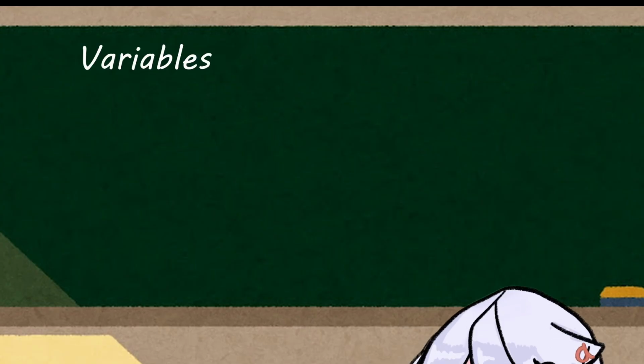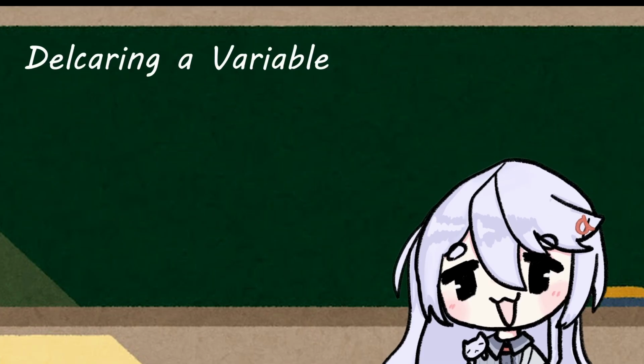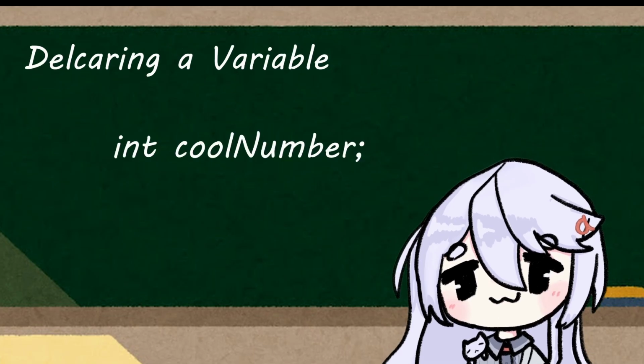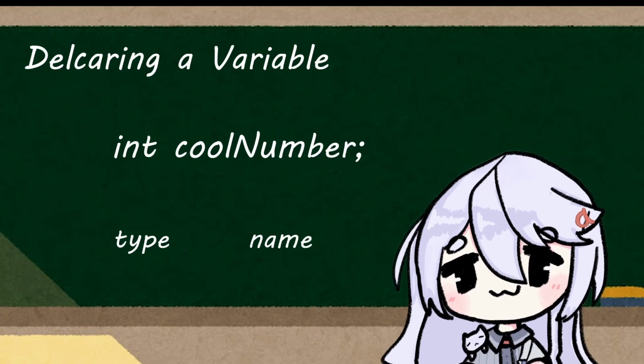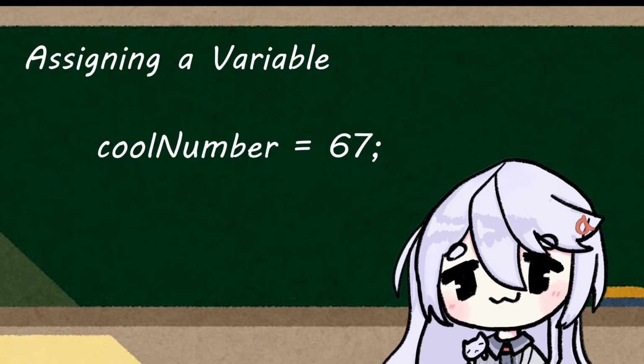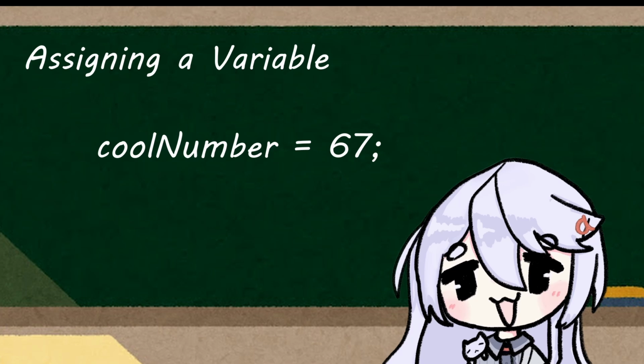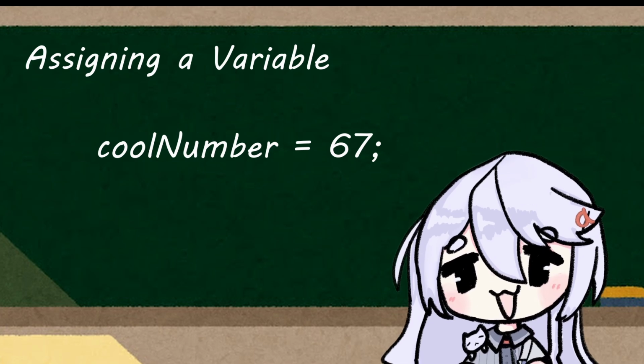Variables. In programming, variables store pieces of data in memory to be used later. We can declare a variable like this. The first part is the type of data being stored, while the second part is the name of the variable. Now that we've declared our variable, we can store data into it like this. This is called an assignment. We use the equal sign to help us assign a value to the variable. Basically, we're saying that we want the variable to equal this number.